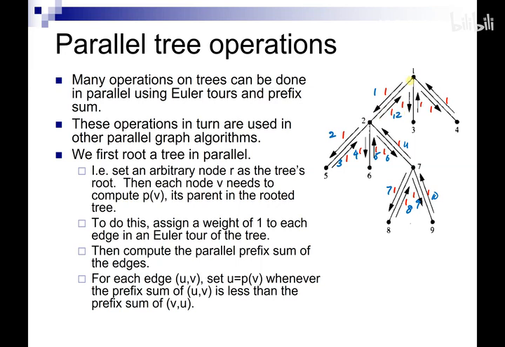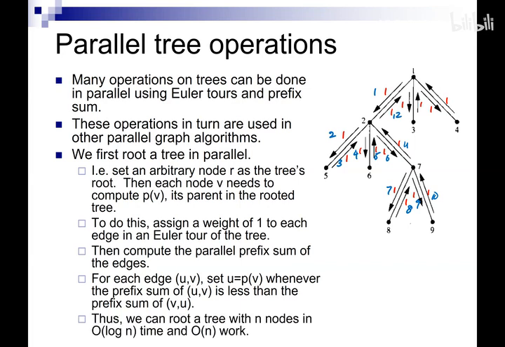And because of this, we're going to say that 2's parent is 1. As another example, suppose that you have this node. Here we have the edge going from 2 to 5. And we're going to say that 2 is a parent of 5 because the prefix sum going from 2 to 5, which is equal to 3, is less than the prefix sum from 5 to 2. So you can just check that by doing this, for every edge we can determine which direction the parent-child relationship is for that edge.